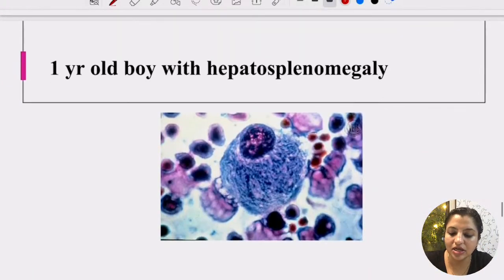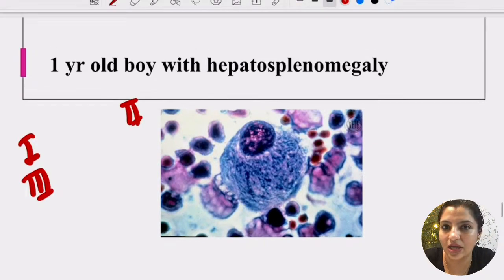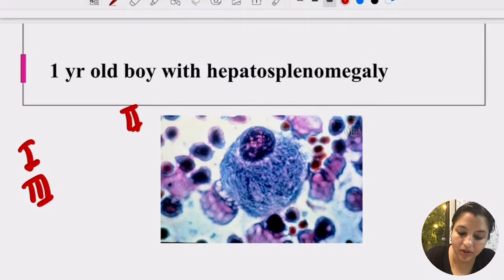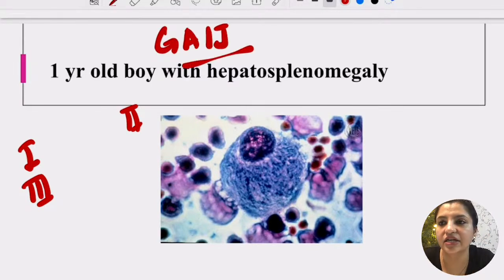Right. So let's come to the next image-based question that can be asked in the exam. This is a 1-year-old boy with hepatosplenomegaly. Remember, if they give you this image, this is one of the repeatedly asked questions. This is Gaucher's disease. Everybody knows this. This is the crumpled tissue paper appearance. Remember, there are 3 types of Gaucher: type 1, type 2, type 3. Type 1, so remember the code: instead of gate it is gauge.